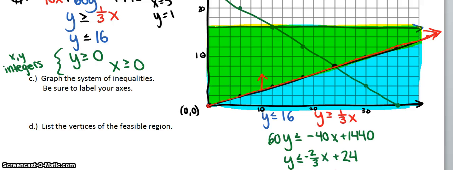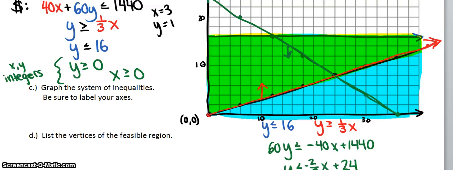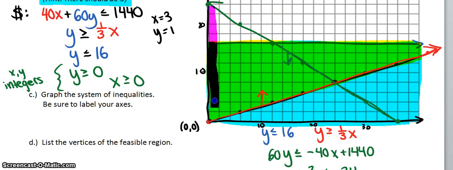So the last equation says the y values are less than or equal to negative 2/3 x plus 24, which is less than or equal to the line negative 2/3 x plus 24. So that line is right here. I want the y values to be less than that line. So here's the line. The y values are less. That means they go down from the line. So the y values are less below the line here. So that's where I'm going to shade below this green line here.